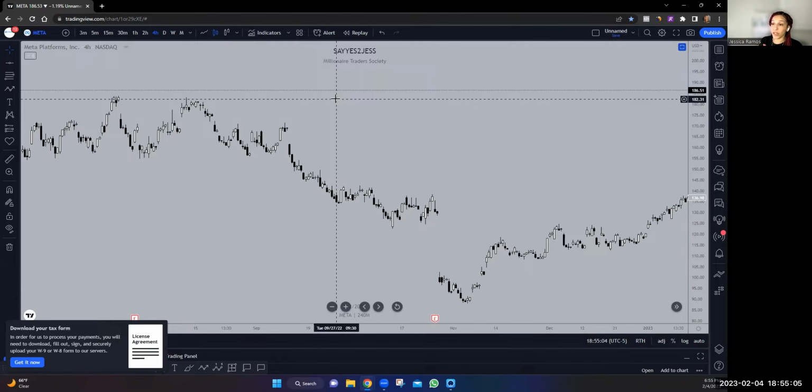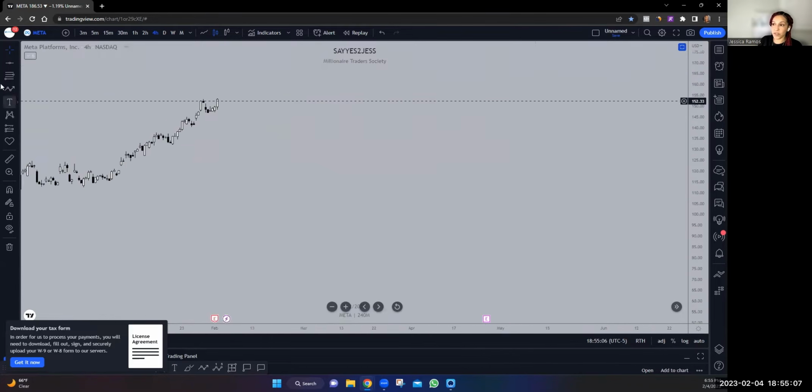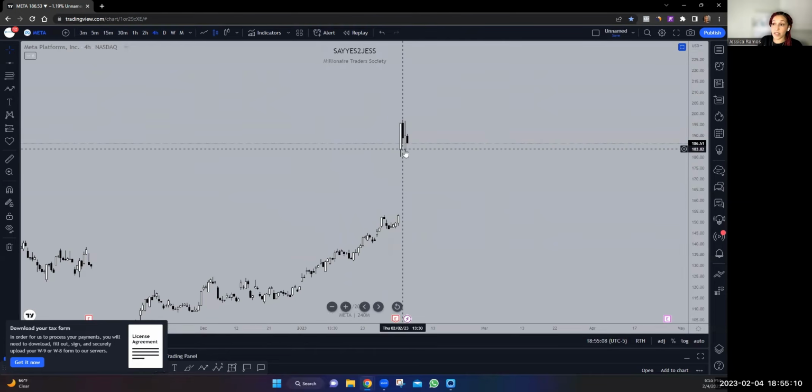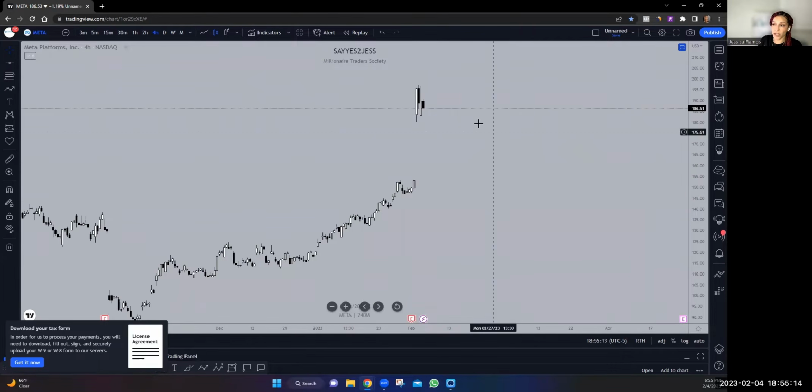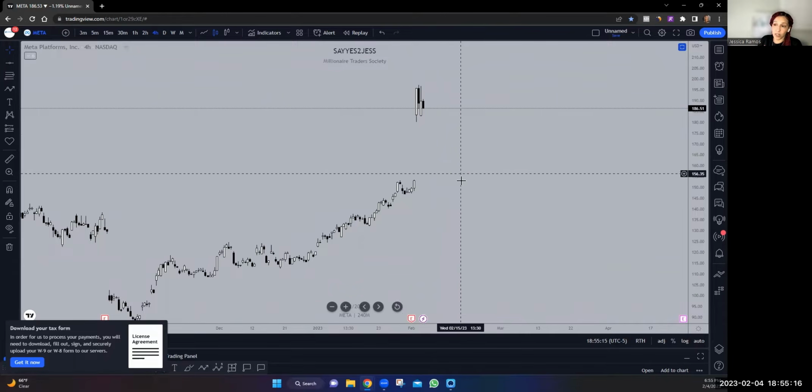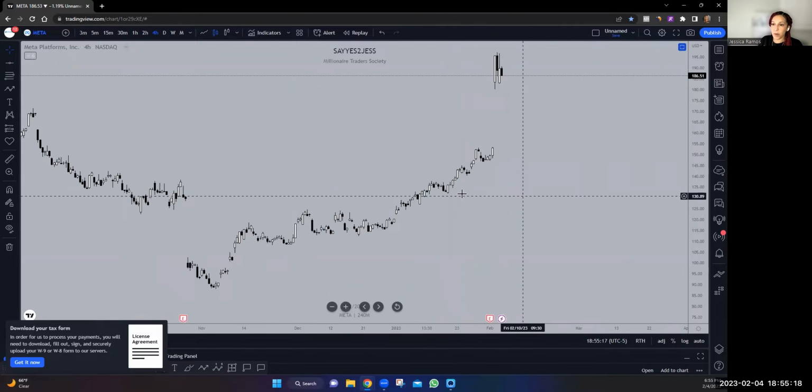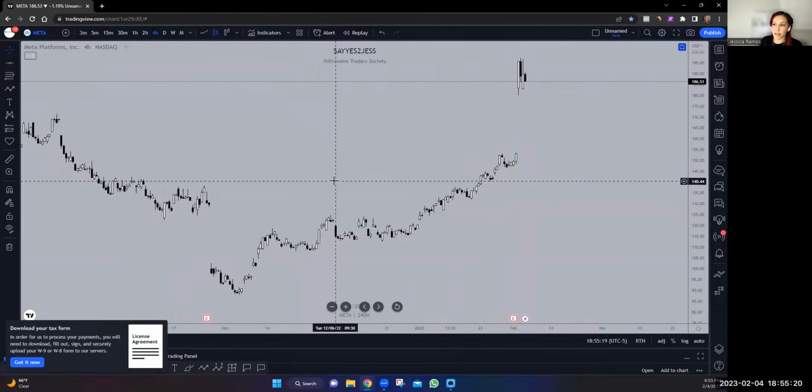Now, I don't trade inside of gaps. For example, this huge gap that was created, some people will trade the fill of the gap, which is cool. It's a great strategy. And if I have proper confirmation, I probably would. But for the most part, I like to see how the market reacts either on top of the gap or the bottom of the gap.